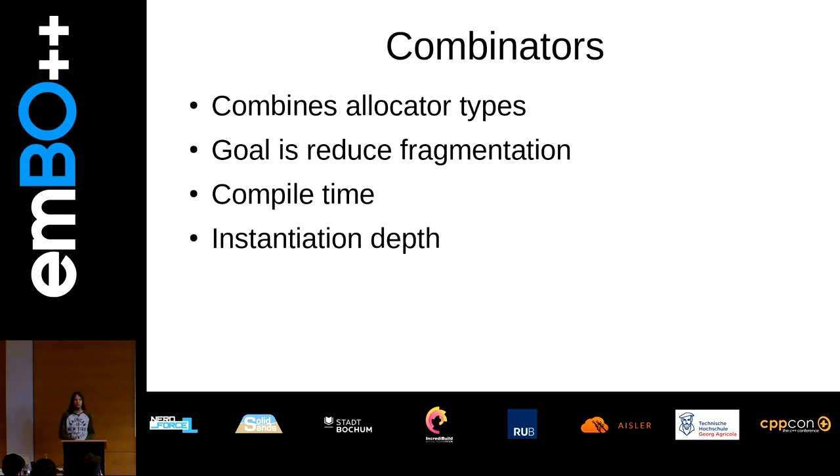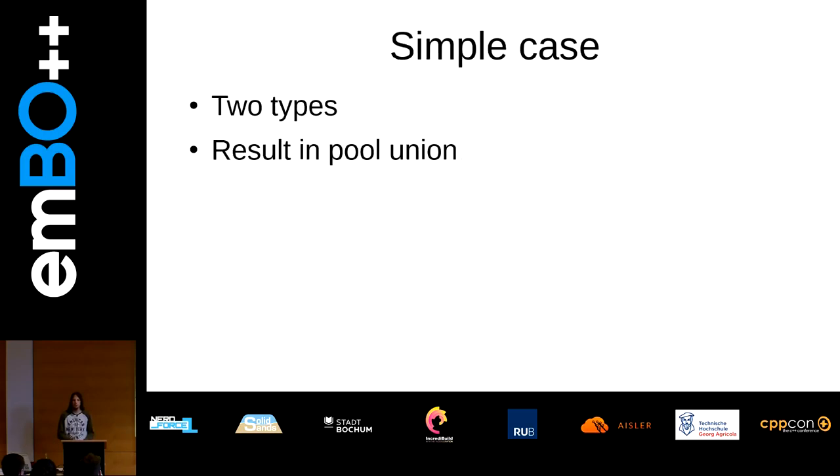Okay. First of all, let's see how to create a simple union of two pools. So you want to allocate two different types and have this structure be this low fragmentation structure, like in the example of the 3 and 4 byte objects.